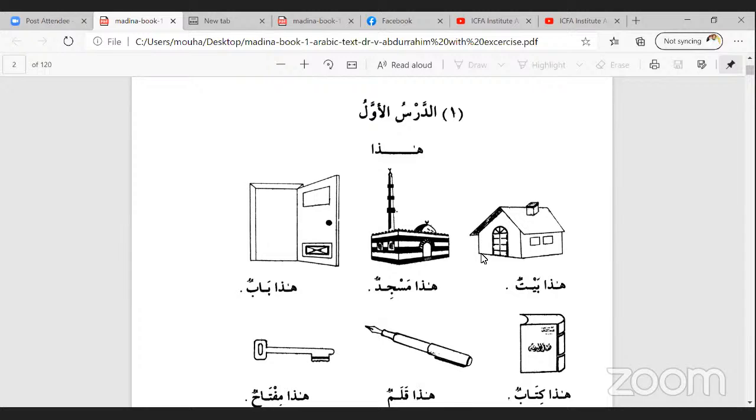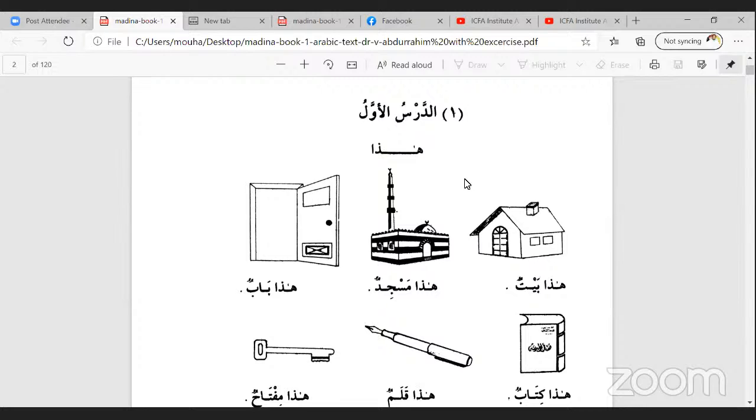The first lesson teaches us what is known in English as demonstrative pronoun, in Arabic as ismul ishara. Here it says ad-darsul awwal, the first lesson.